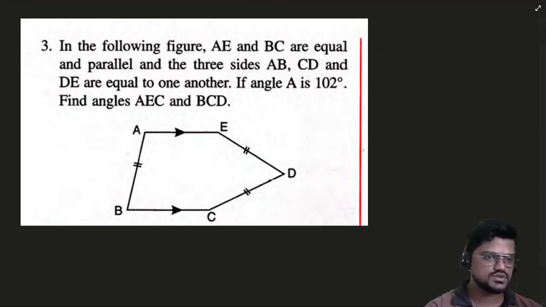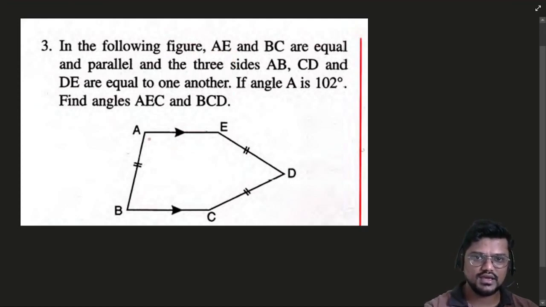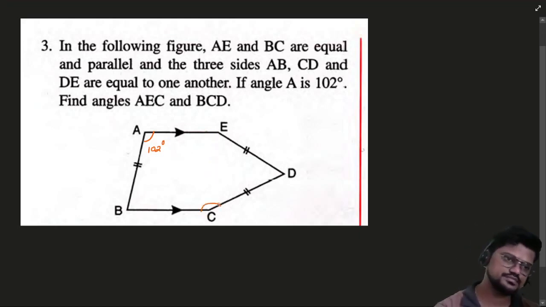Now what you have in this question, that is, in the following figure, AE and DC and BC are equal and parallel. These two lengths are equal and they are also parallel. And the three sides AB, CD and DE are equal to one another. If angle A is 102 degrees, then find angle AEC. This angle you need to find. Also angle BCD. This angle you have to find.